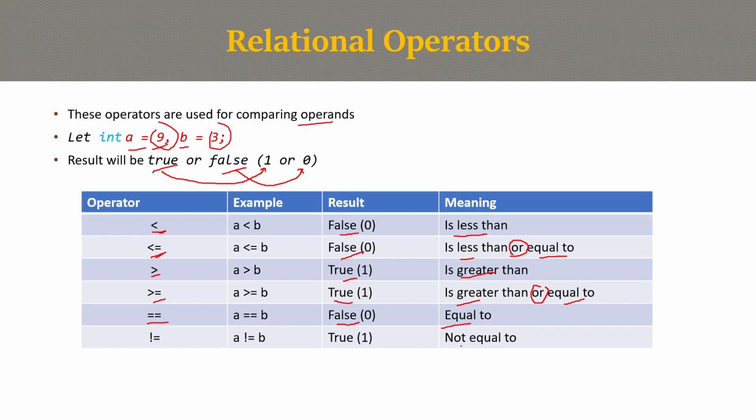And lastly, we have the not equals to, which stands for the exclamation equals to symbol. So is a not equals to b? Yes, a is not equals to b. 9 is not equals to 3. So that is why this statement is true. This not equals to is written as exclamation equals to in our coding language, in C.